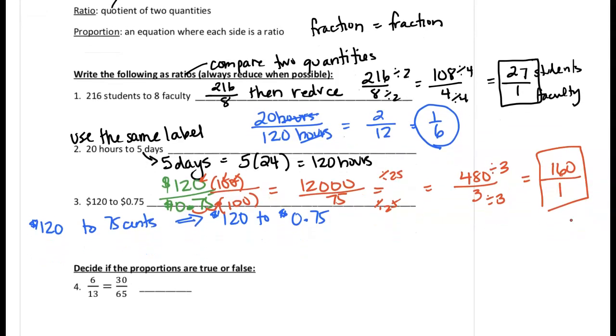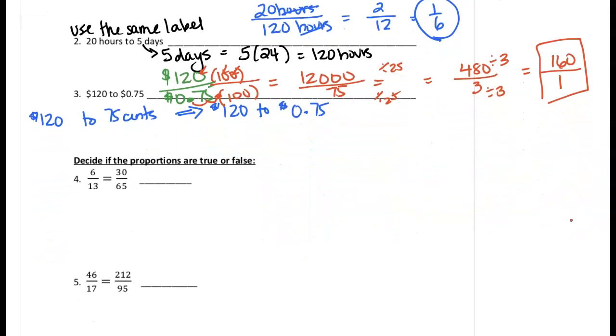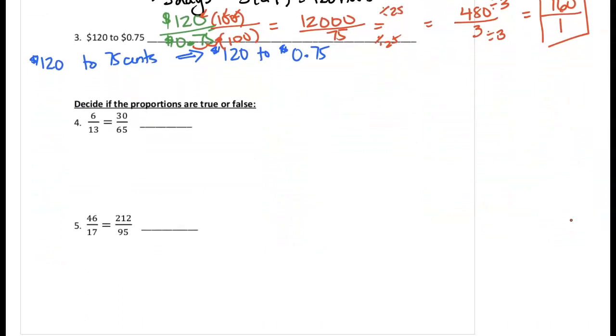Question 4 is taking a different way, and it's asking if the proportions are true or false. So the proportions are true if the fractions would be equal to each other. Okay? The left side is a ratio comparing two quantities. The right side is a ratio comparing two quantities.